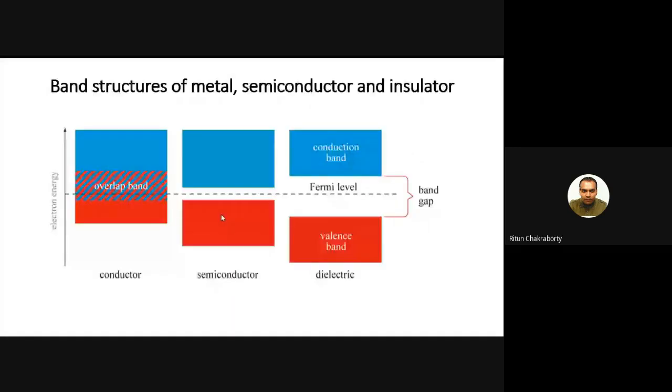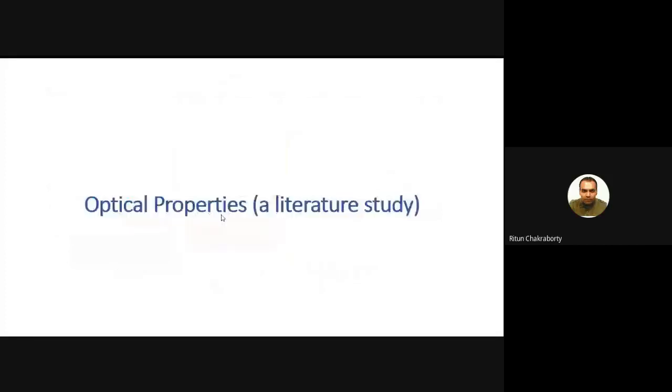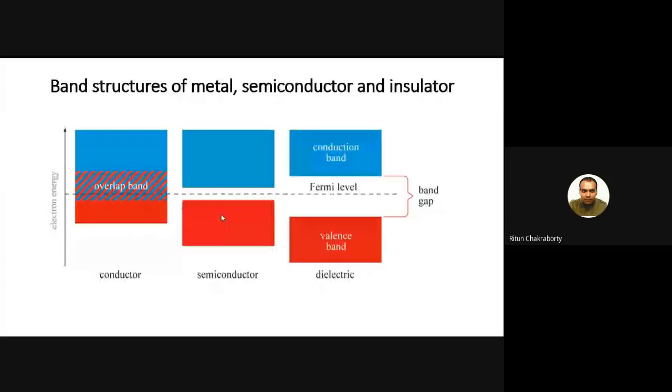So you know about the band structure of materials like metals, semiconductors, or dielectrics or insulators. Here you have seen dielectrics; dielectrics also means insulators. In metals there is no energy band gap. Why? Because the valence band and conduction band overlap. The red one is the valence band, the blue one is the conduction band, and in between there is an overlap of bands.